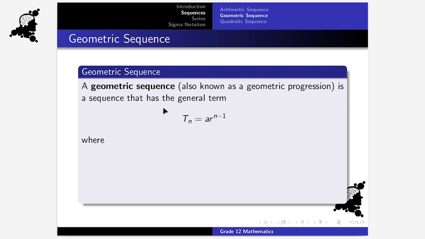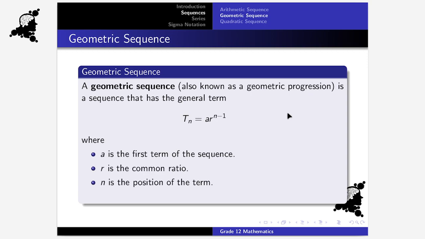A geometric sequence, or geometric progression, or geometric pattern, is a sequence that has the general term Tn equals ar to the power n minus 1. Let's see what each of these variables mean. A is the first term of the sequence, similar to what we have in the arithmetic sequence. R is the common ratio. N is the position of the term.